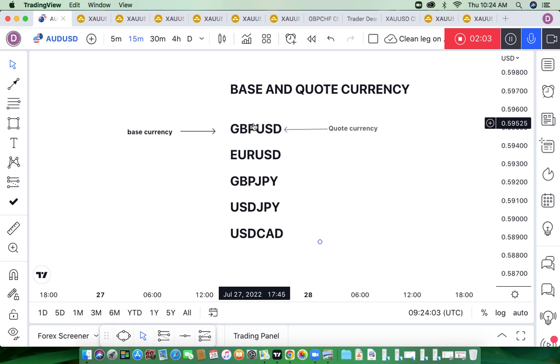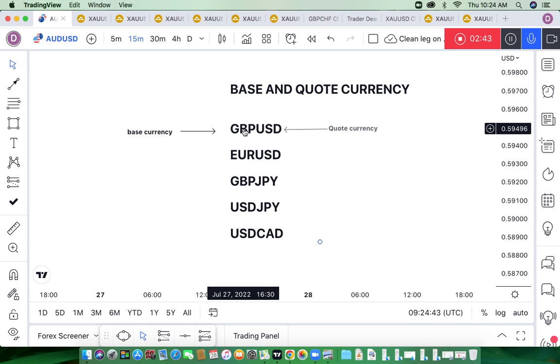I'll go over that again. When you open your MT4 or MT5, the currency pair you see is always something USD or USD something. The first currency of that pair, the first three letters, is the base currency, whether it's GBP JPY, USD JPY, or EUR USD. It's always the base currency followed by the quote currency. So the first one you see is always the base currency.